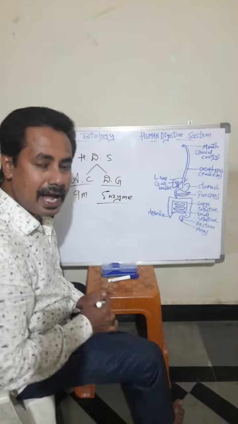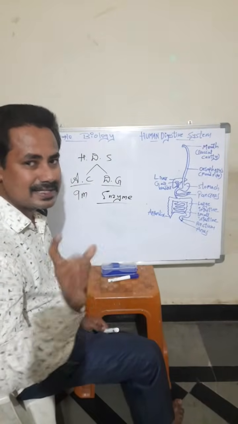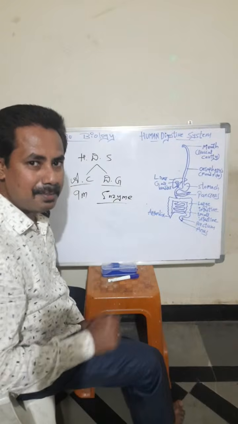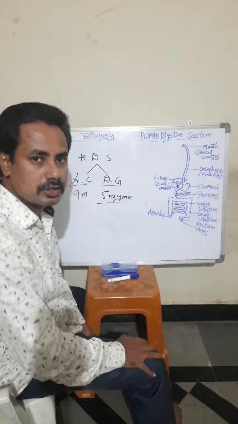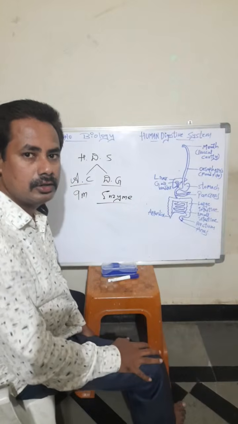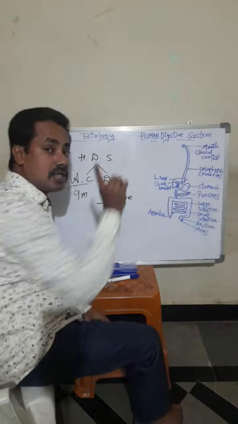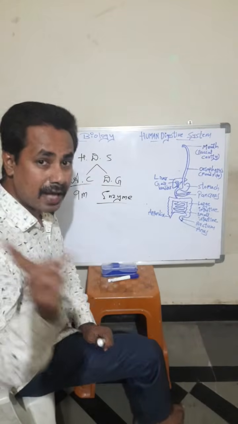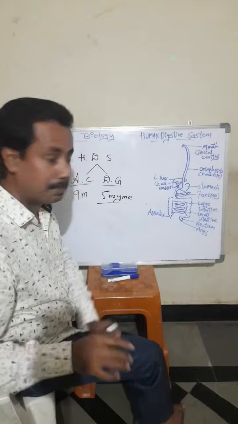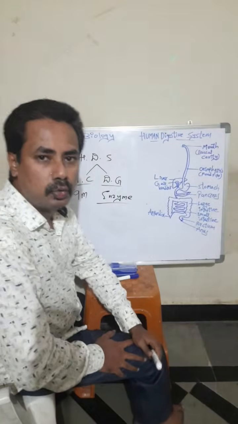This salivary amylase which is present in the saliva breaks down the starch into glucose, starch into sugar. So digestion starts in the mouth. Digestion does not start in the stomach, students. Digestion does not actually happen in the stomach, but starts in the mouth.